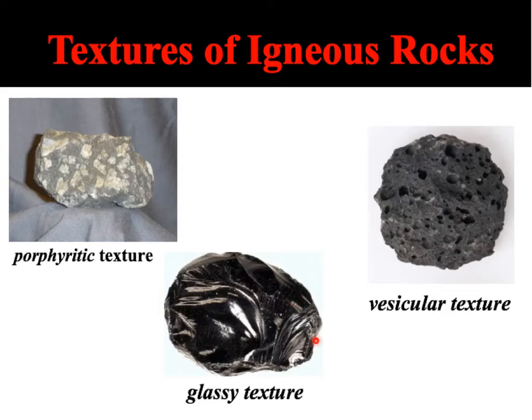Here's that glassy texture, that obsidian. It looks like glass. That's why it's called glassy. And finally, the vesicular texture has all these little holes and bubbles in it.